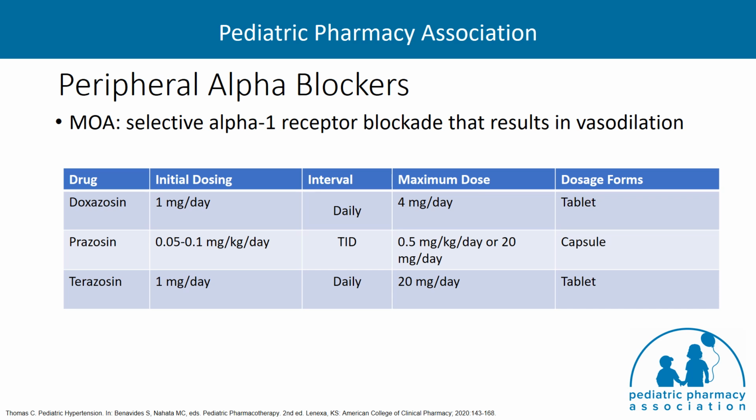Next, we have peripheral alpha blockers. They work by acting at the alpha 1 receptor and selectively blocking this receptor to ultimately have vasodilation occur. These medications are not used as commonly in the pediatric population, but I included information about them for completeness.